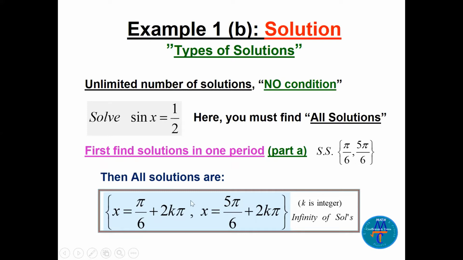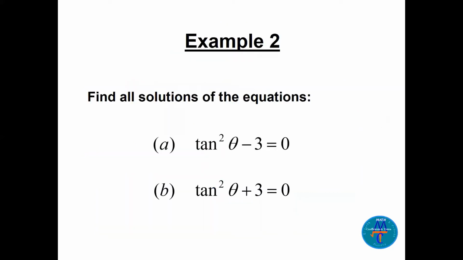Now each one, we have to add 2k pi. So all the solutions, the general solutions, will be pi over 6 plus 2k pi and 5 pi over 6 plus 2k pi, where k is an integer. So in this case, we have infinitely many solutions. So we take these solutions in one period, and then we add 2k pi, where we find all the coterminal angles. Let's see more examples.